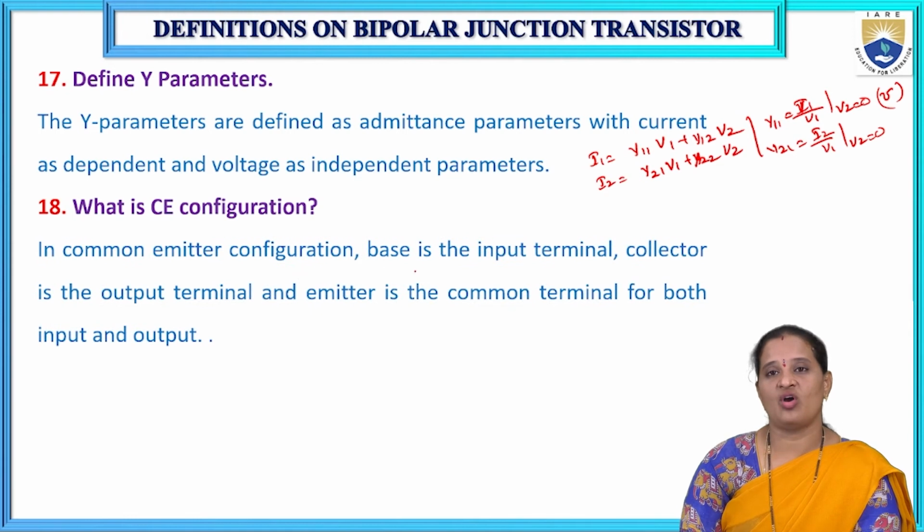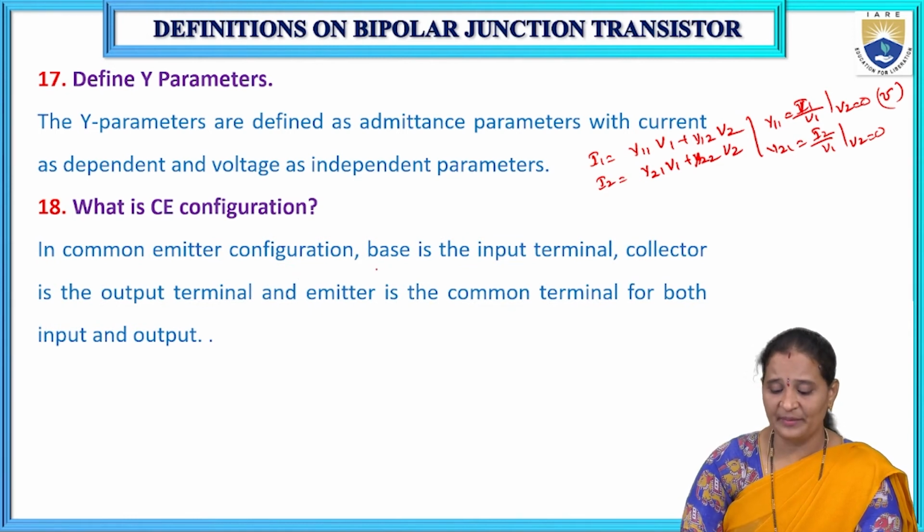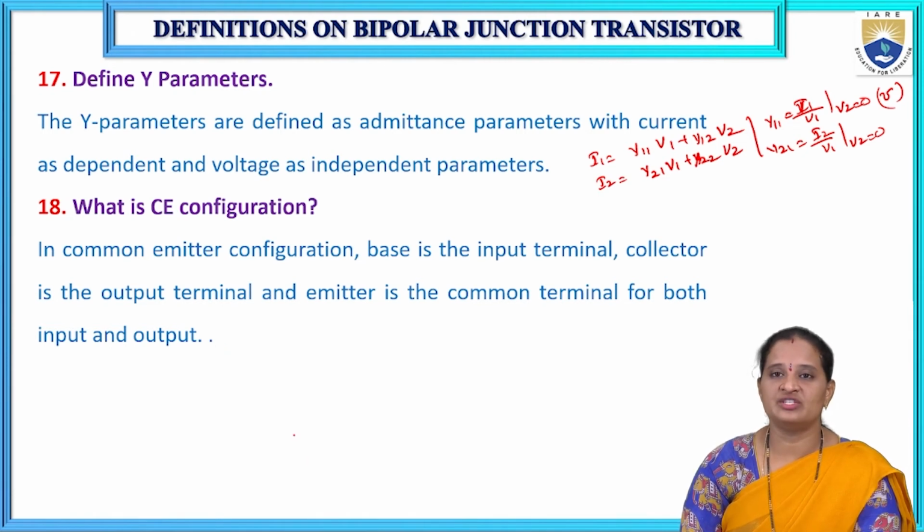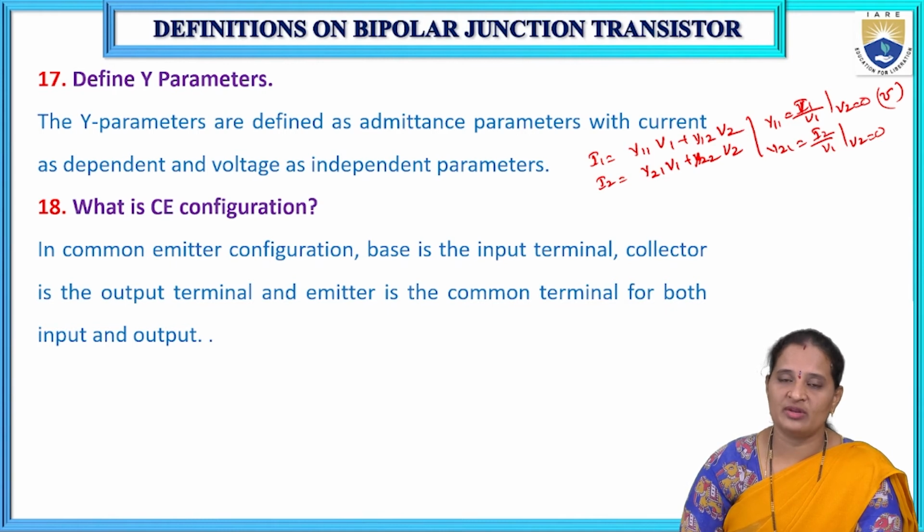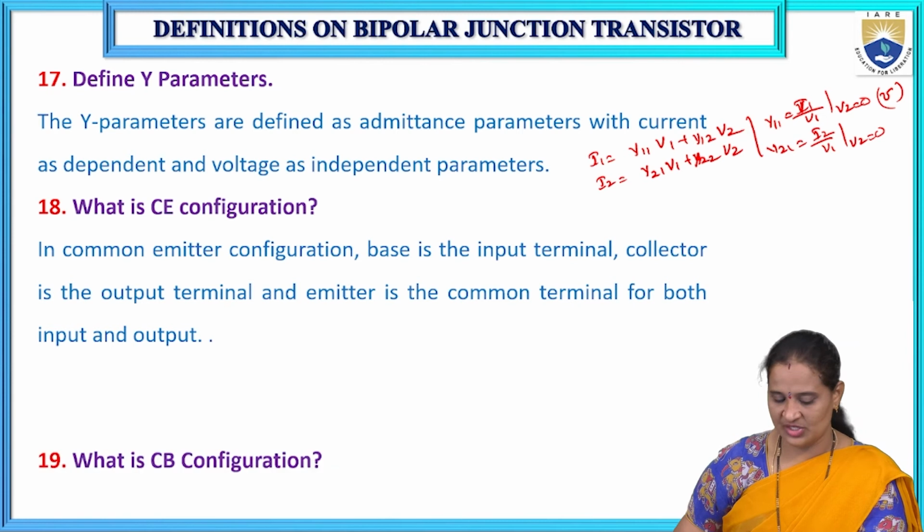In the common emitter configuration, base is the input terminal, collector is the output terminal, and the emitter is the common terminal for both the input and output. So the configuration in which the base terminal is considered as input, collector terminal is considered as output, and the emitter terminal is taken as common between the input and output is known as common emitter configuration.